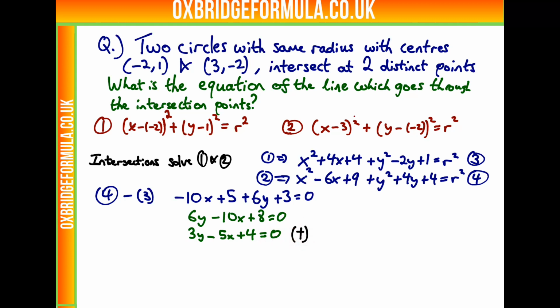So what does dagger mean? Dagger means that if (x, y) satisfies equation 1 and equation 2, then it must also satisfy dagger. So any intersection point of these two circles must lie on this line. But what do we know about a line? We know that once we're given two distinct points of a line, then we've immediately uniquely determined the equation of the line. There's only one straight line going through 2 points. Therefore, this equation, 3y minus 5x plus 4, is our line. So the answer is F.